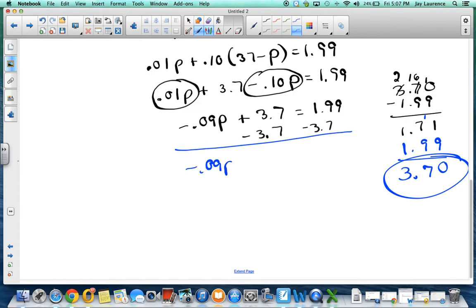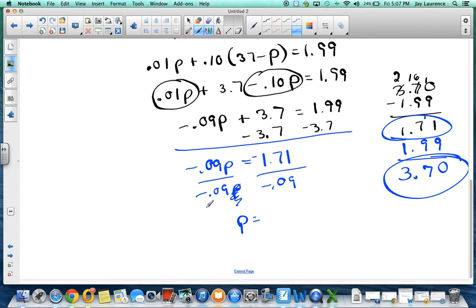All right, P is going to equal, my answer was $1.71, right? So now I'm just going to divide by, oh, it's a negative answer though. Divide by negative 0.09p, just by 0.09, sorry, negative 0.09. And so the number of pennies is going to equal, let me grab my calculator, 1.71 divided by 0.09. And I get 19 pennies.